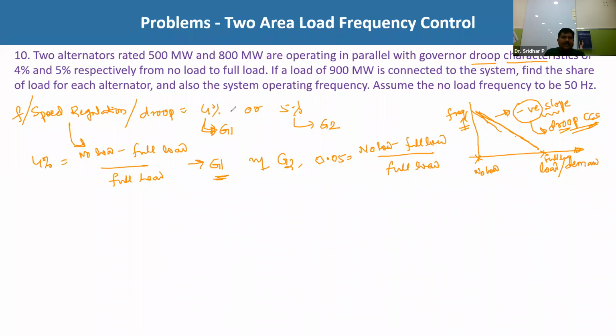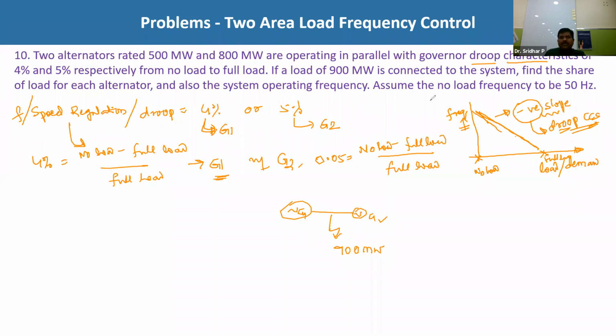Yes, this is clear. This is about the second line. Now, I think up to now this is clear to all the students. Now the next one: if a load of 900 megawatt is connected to the system. In the data, it is very clear how many generators there are: two generators. So this is equivalent to a two area system. These two are collectively sharing a load of 900 megawatts. That is given in the second line.